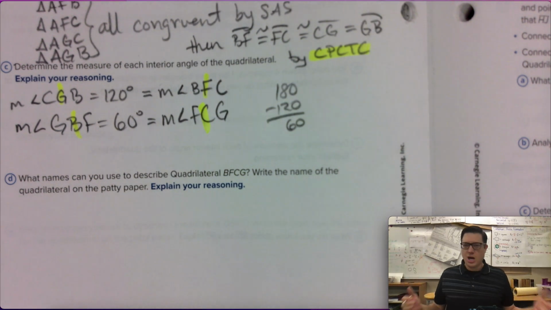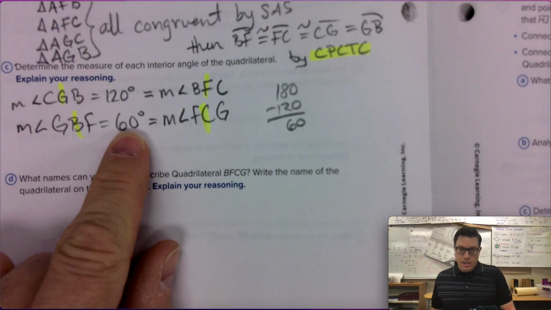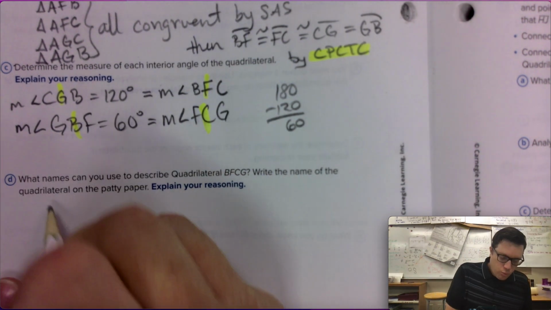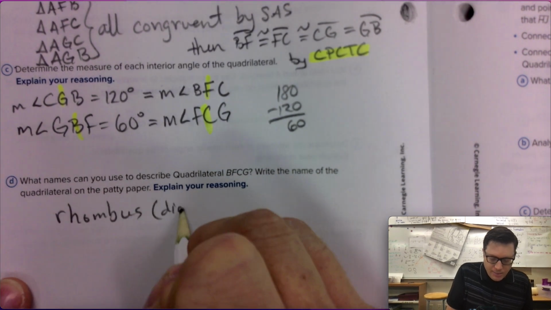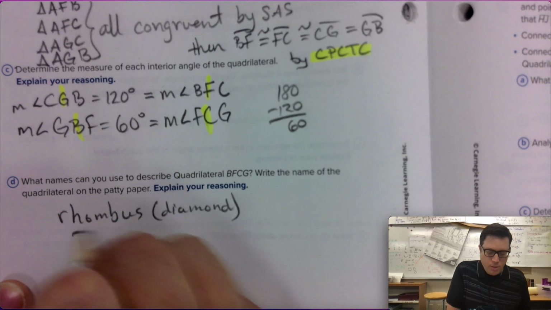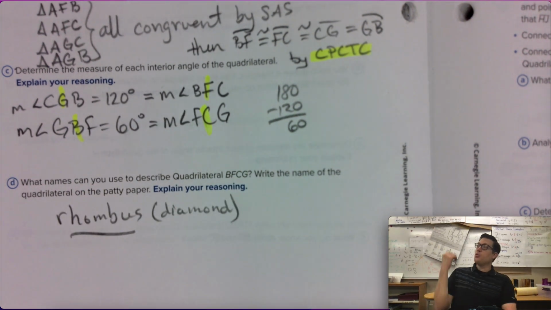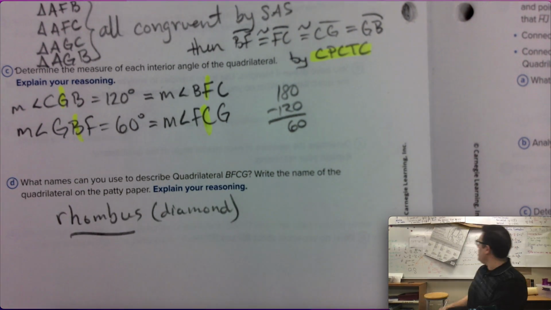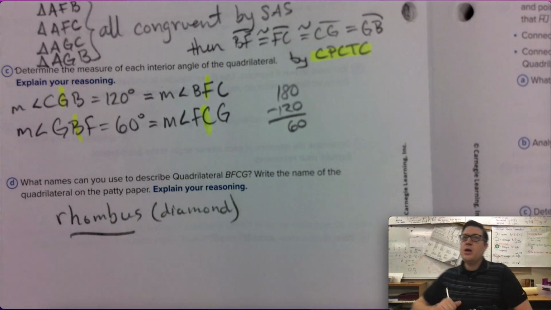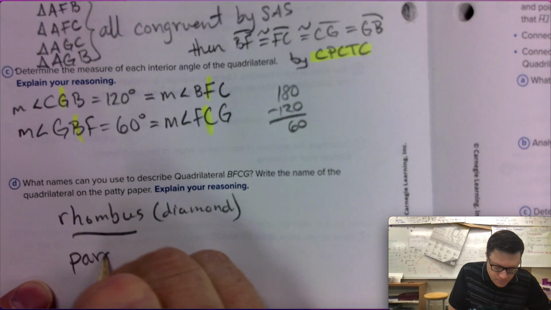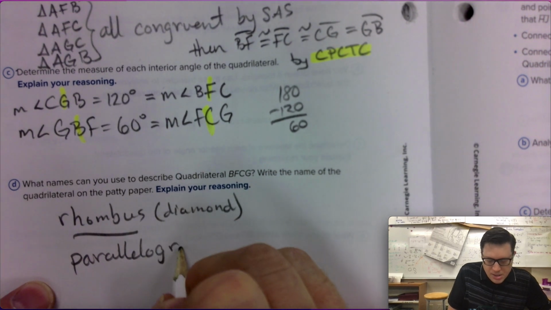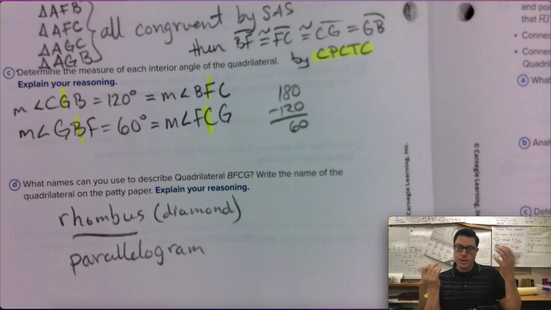Okay, what names can you use to describe this quadrilateral? First off, it's not a square. The angles are not 90 degrees, but it is a rhombus. That is the most specific name, aka a diamond. But rhombus is a better name for it. If it's a rhombus, then it's also a parallelogram, because in a parallelogram, opposite sides are parallel.